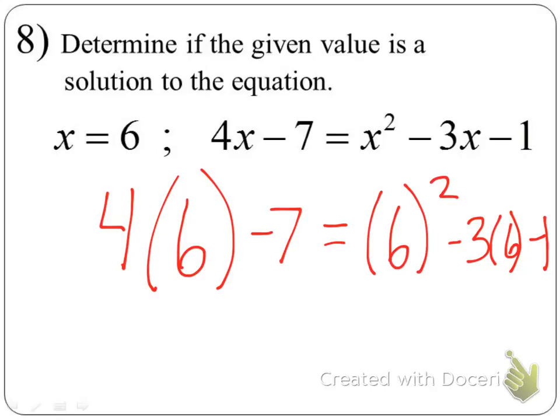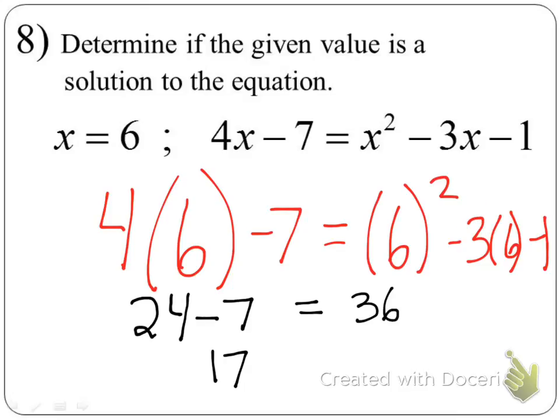All right, so on the left side, we can multiply first. 4 times 6 is 24. Minus 7, that gives us a 17. Any questions on how I simplified the left side? Now we can simplify the right side. 6 squared, that's 36. I can do the multiplication at the same time. This is going to be an 18. This is going to be a negative 1. Can someone tell me what 36 minus 18 minus 1 equals?